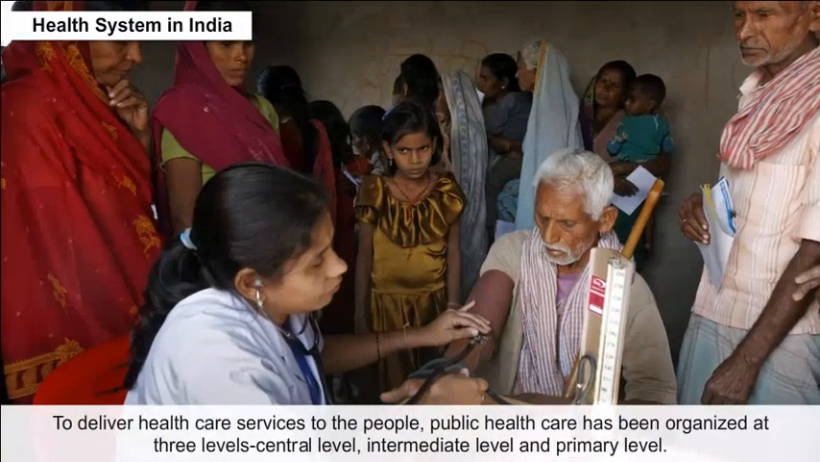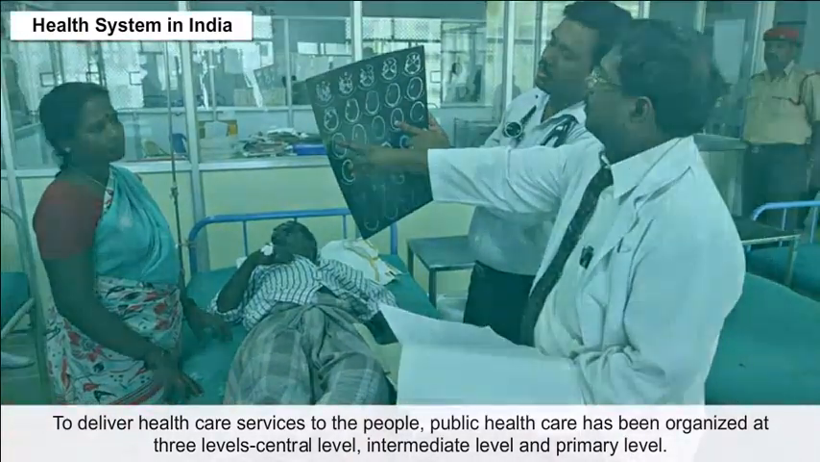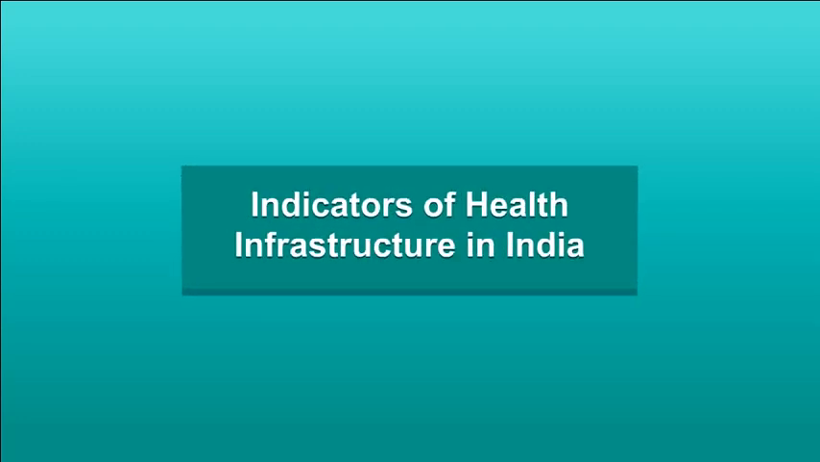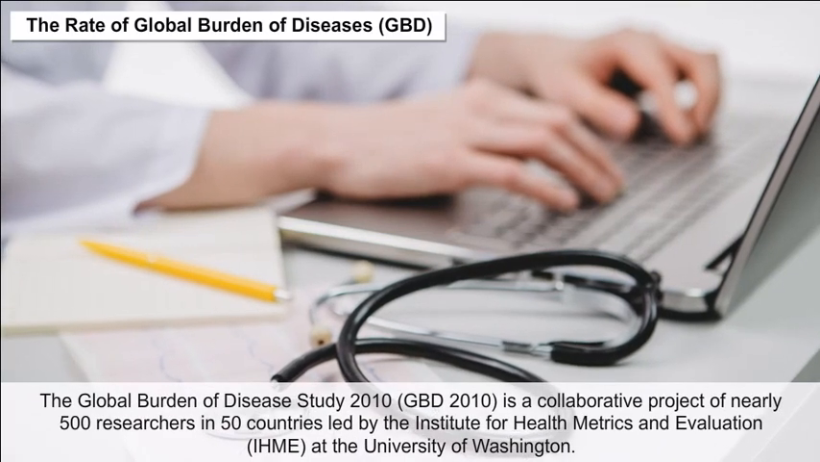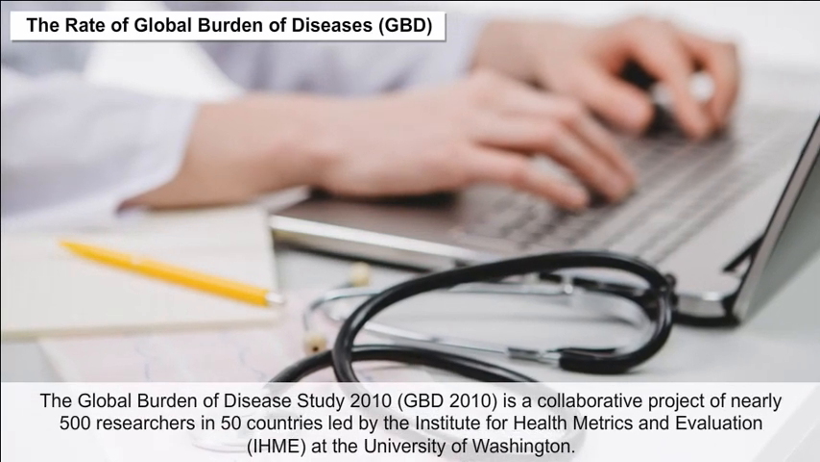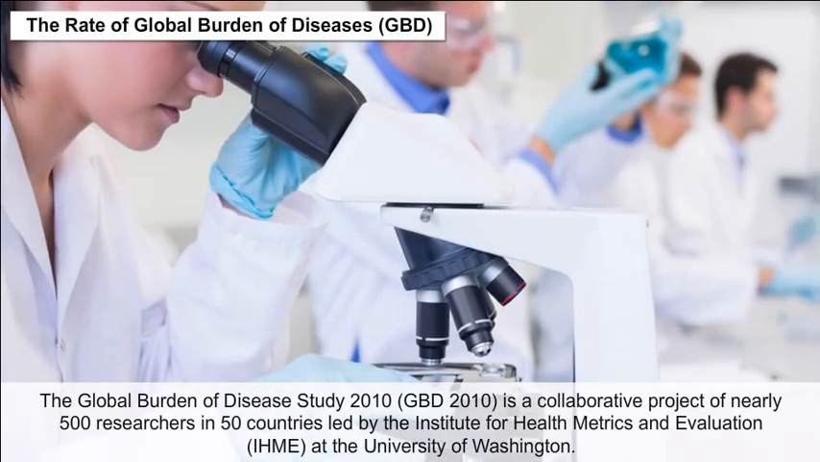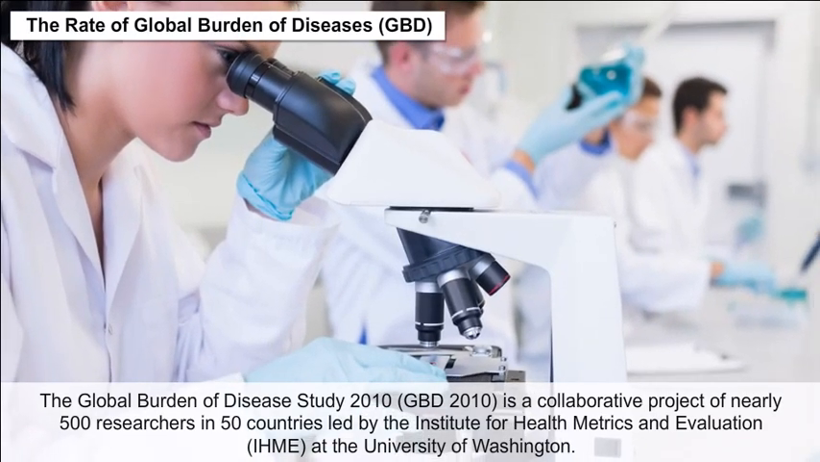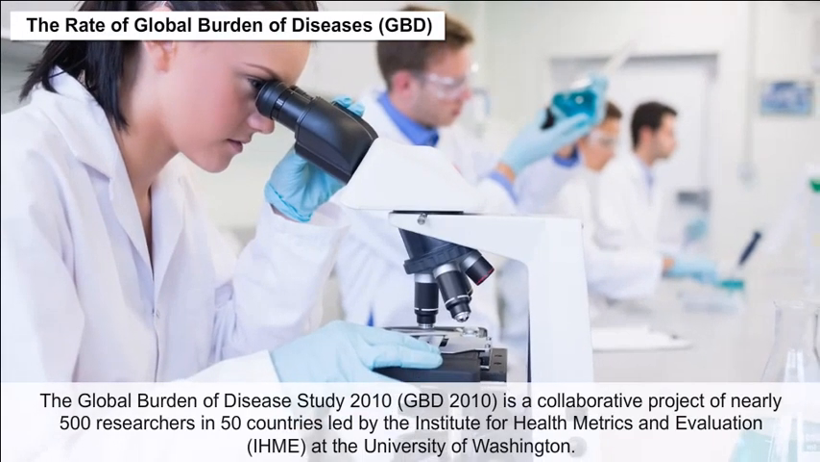To deliver healthcare services to the people, public healthcare has been organized at three levels. Indicators of health infrastructure in India. The rate of global burden of diseases, GBD. The Global Burden of Disease Study 2010, GBD 2010, is a collaborative project of nearly 500 researchers in 50 countries, led by the Institute of Health Metrics and Evaluation (IHME) at the University of Washington.